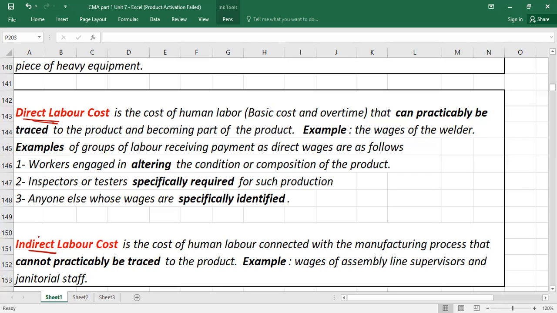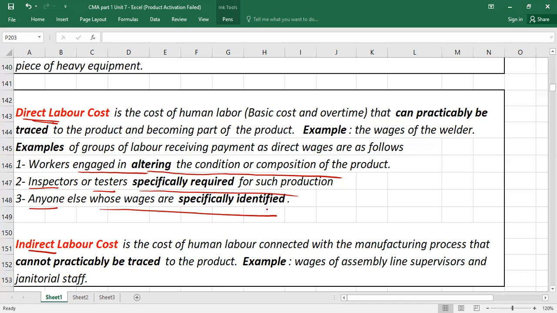I'm going to tell you those people who are engaged in altering the condition or composition of the product. Keyword is engaged. They are altering. For example, I gave you material, I gave you wood, you made the chair from there. So you're altering the condition, right? Second, these could be inspectors or testers specifically required for such production. Maybe there are some people immediately with the production, they are checking quality also. It can also be direct labor. Okay. Anyone else whose wages are specifically identified.